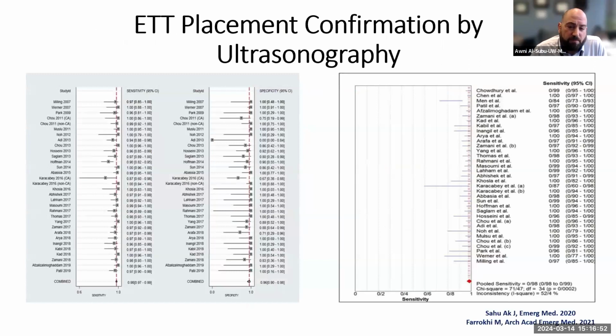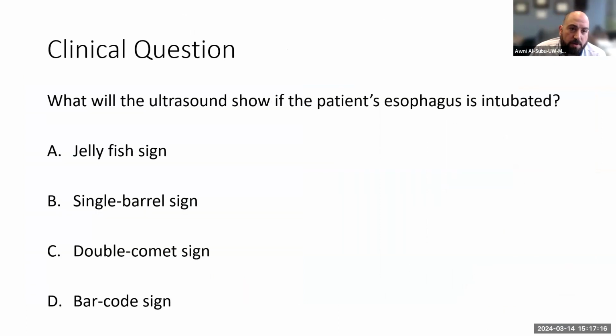These are 2 systematic reviews, and I know they're not very clear on your screen. But overall, the message from them is that the combined sensitivity and specificity for point of care ultrasound to detect ET tube placement and depth is north of 97% in both meta-analyses. So going back to the question, what will the ultrasound show if the patient is intubated? I'm sure you all guessed it the first time. It was the double comet sign.